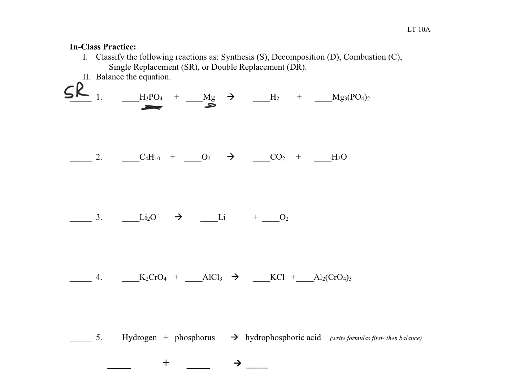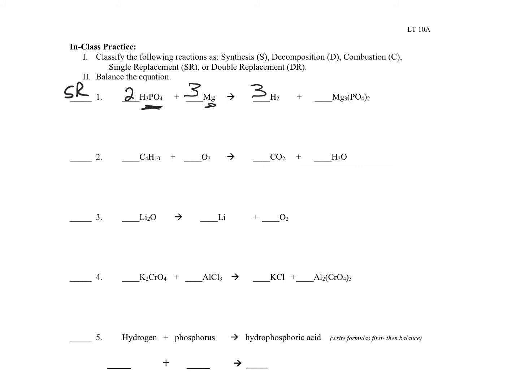I have one PO4 on the left, two PO4s on the right, so that's going to tell me that's a 2. That gives me 6 hydrogens on the left, which gives me 3 H2s, so 6 hydrogens on the right. Last but not least is my Mg. I have 1 on the left, 3 on the right, so that's going to give me a 3 there.